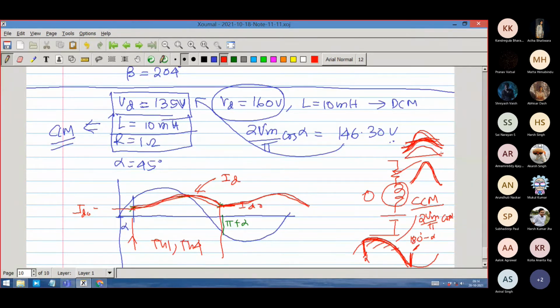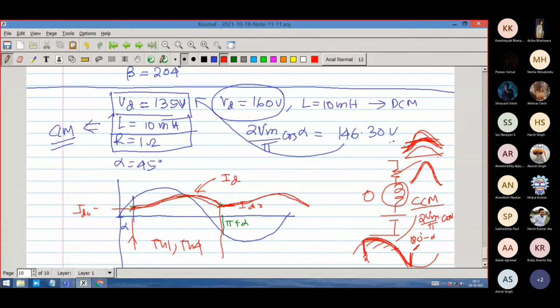So the moral of this story in short is that for continuous conduction mode, 2 Vm by pi cos alpha has to be greater than Vd. That is a necessary condition, but it is not a sufficient condition. For a sufficient condition, you also have to look into the L by R time constant. Only when 2 Vm by pi cos alpha is greater than Vd and the L by R time constant is sufficient, can we say that it will be in continuous conduction mode.